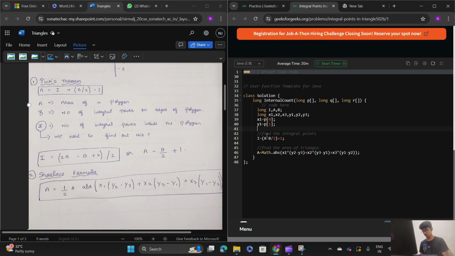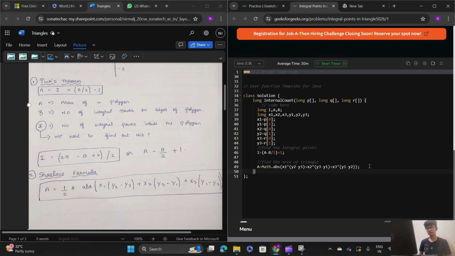And then now we are going to use x2 equal to q of 0 and y2 equal to q of 1, and x3 equal to r of 0 and y3 equal to r of 1. So that's it, we have declared it. Now we are going to find out the area of the triangle.